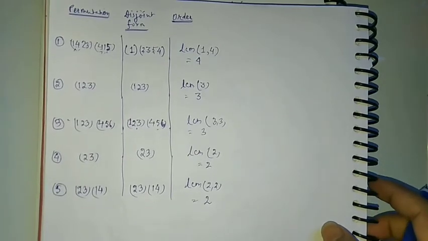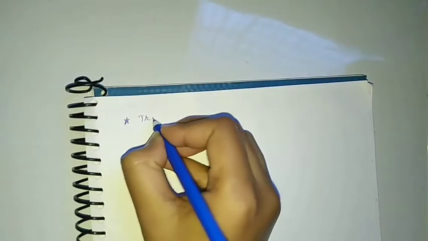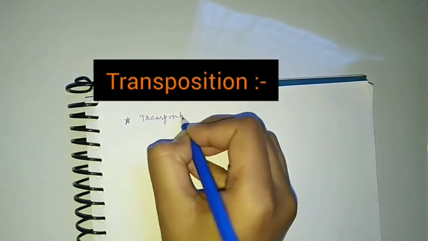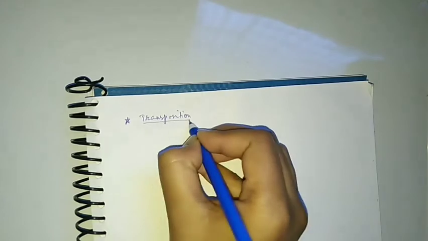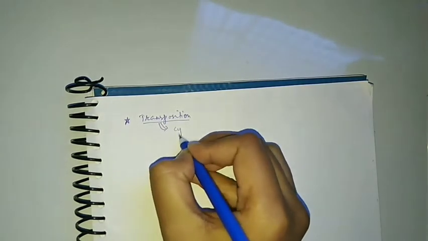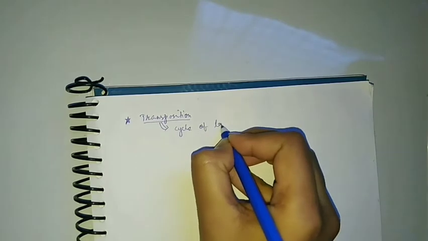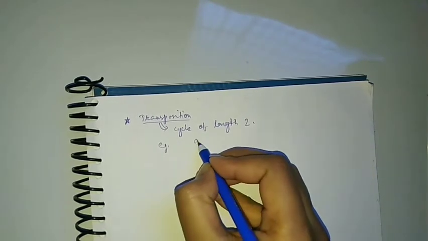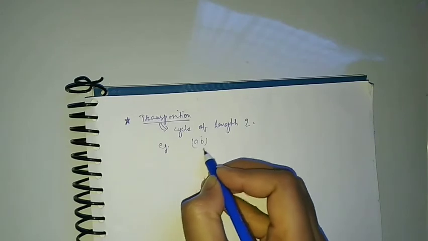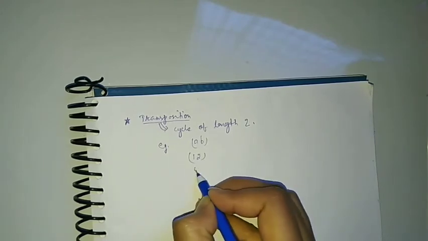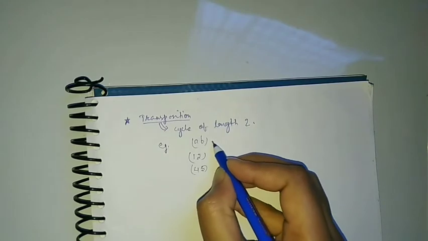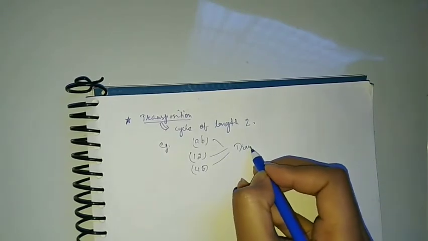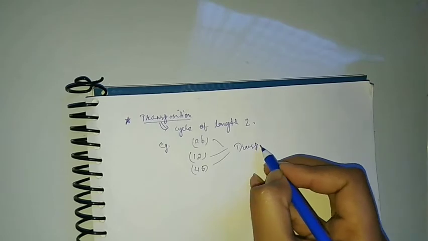Now coming to our next concept. Our next concept is transposition. Transposition is nothing but a cycle of length 2. A cycle of length 2 is called a transposition. For example, AB. This is a cycle of length 2. 1 2, 4 5. So these are examples of transposition because these are cycles of length 2.